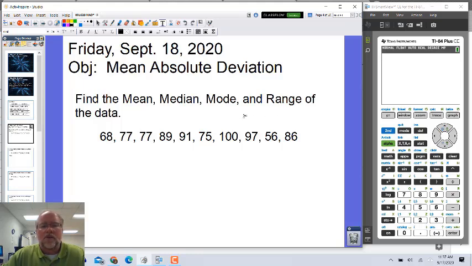Okay, so what I'd like for you to do then is find for me the mean, median, mode, and range of the data set. Now the nice thing is we can use a calculator for this. So I'd like for you to pause the video and see if you can find the mean, median, mode, and range using your graphing calculator. Okay, so let's find out how you did.